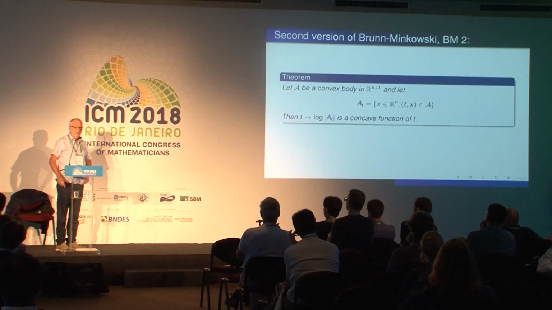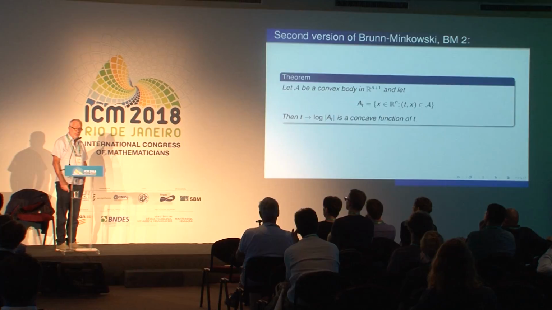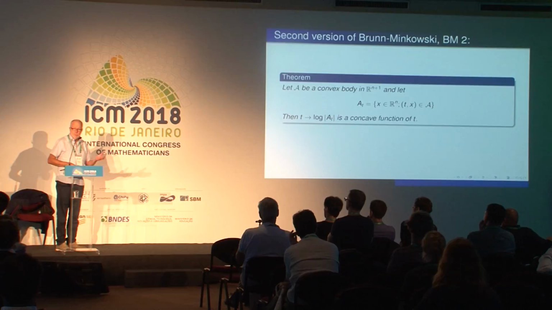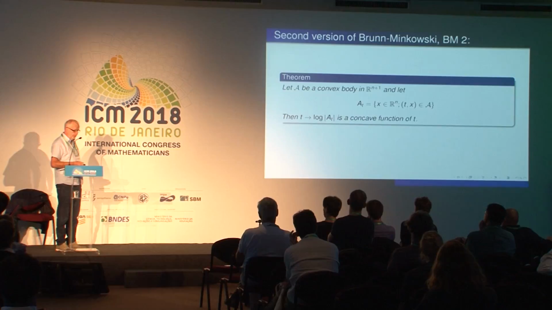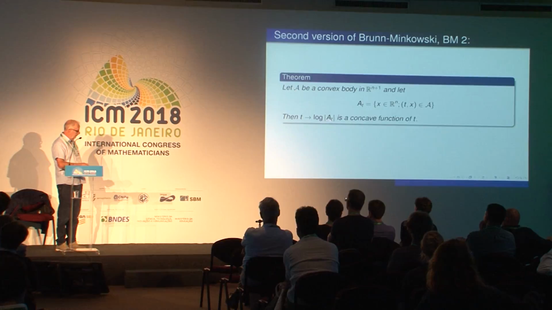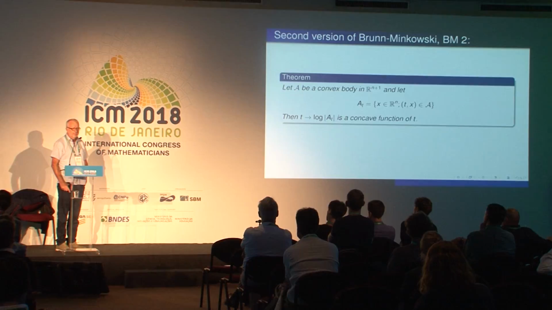If you know this for the logarithm, you also know it for the volume to the power 1 over n if you couple it with the homogeneity properties of the Lebesgue measure. So the logarithm is not so important now, but it will turn out to be useful later, so I stick to logarithms from now on. But this is the statement. The main thing is that you replace the Minkowski sum by vertical sections of a convex body.